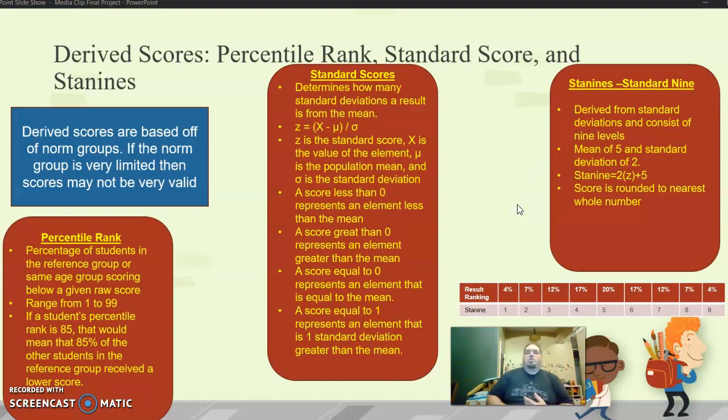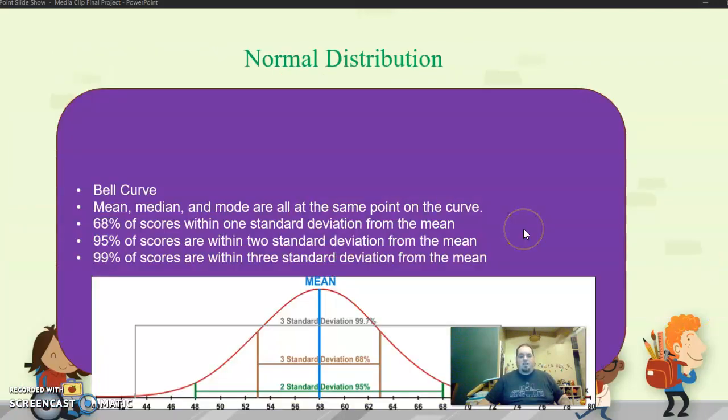Next, we have the Stanines, which is short for standard nine. This is derived from standard deviations and consists of 9 levels. The mean of this system is 5 with a standard deviation of 2. The score is rounded to the nearest whole number. So if we look down here, the result ranking, if they're in 4%, then they get a Stanine of 1, 7% is 2, and so forth. Stanine 1 is the poorest grade, and then up to 9 is the greatest.